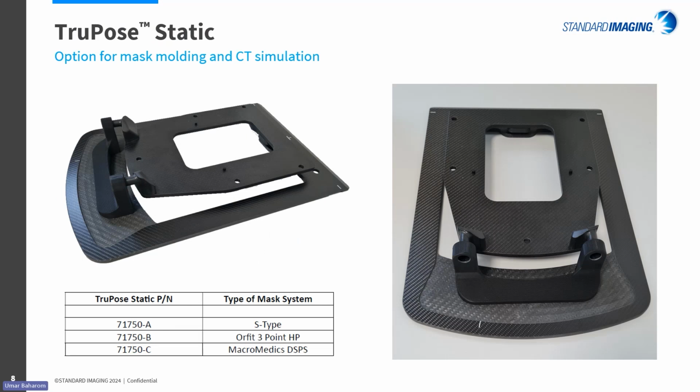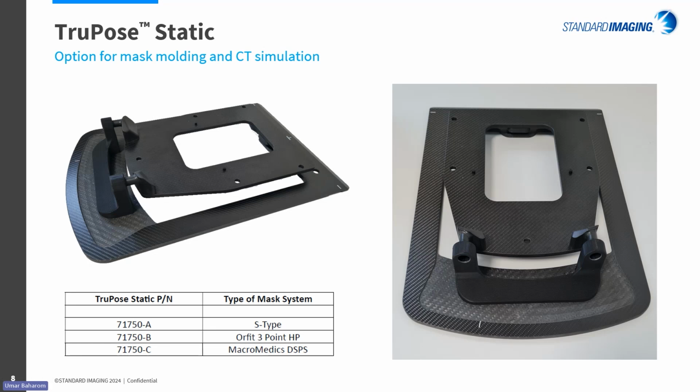So there are 2 options for you to use the head adjuster for CT simulation. You can use the TruPose head adjuster itself for the patient in the CT sim room. But another option is called TruPose static. It has similar geometry to the TruPose head adjuster, because the head plate is slightly raised versus the base plate. So you want to use the same geometry when you're in the CT sim and at the linac.